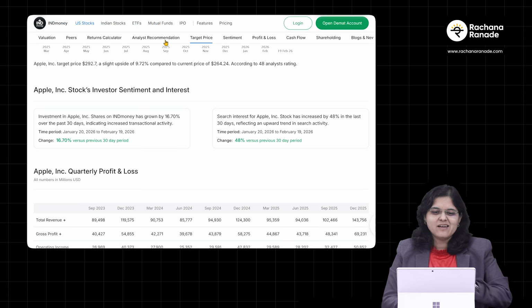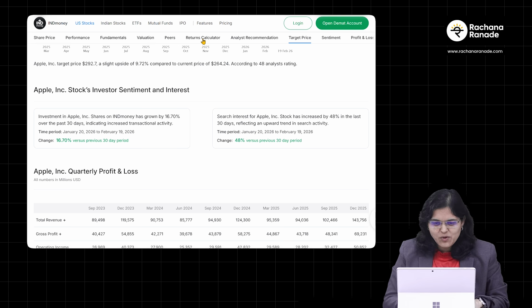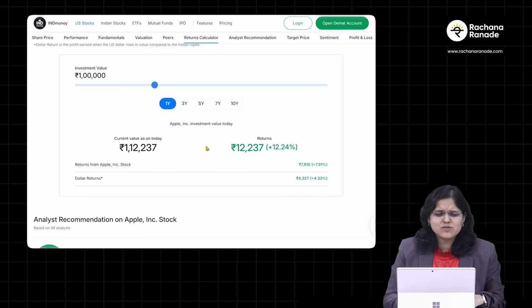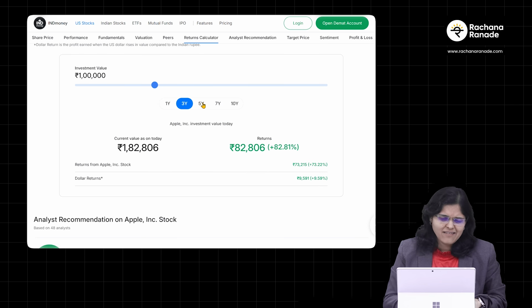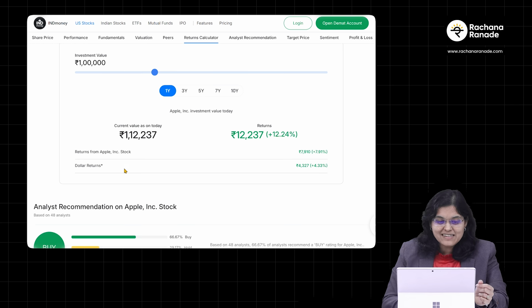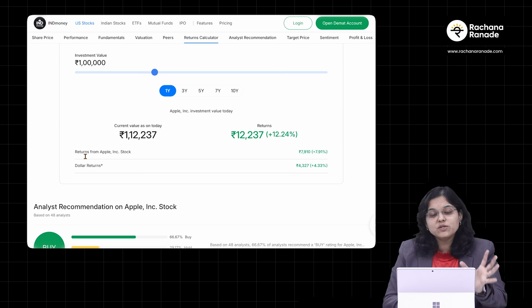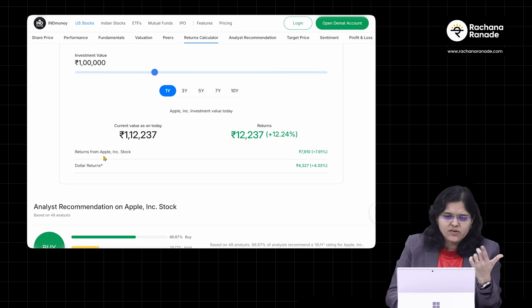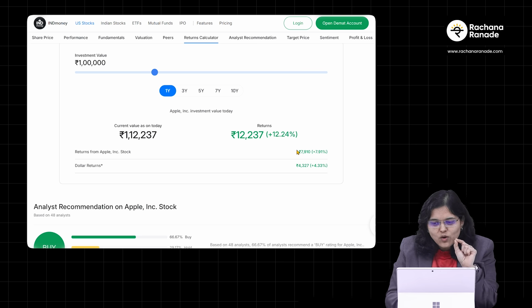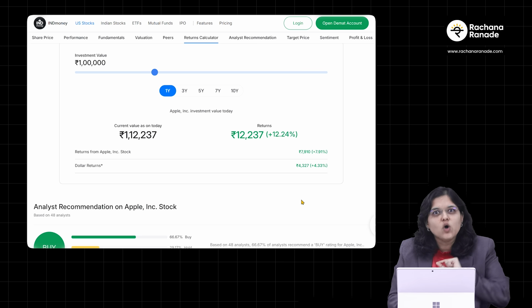Now one more very interesting feature I'll just show you. This is about the returns calculator that I found. You might be like, oh, a returns calculator is normal, 1 year return, 3 year return, 5 year return, whatever. But the interesting part that I found here is that it does not just mention how much returns an investor would have got in the last 1 year if they had invested. They also give a split: how much is the actual return on the stock, and how much are the dollar returns?